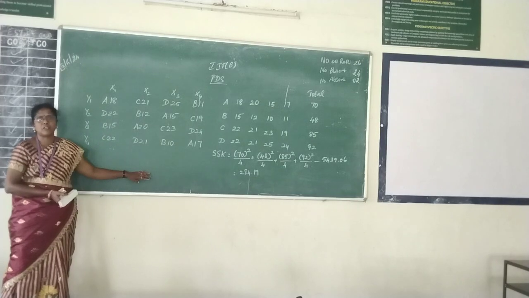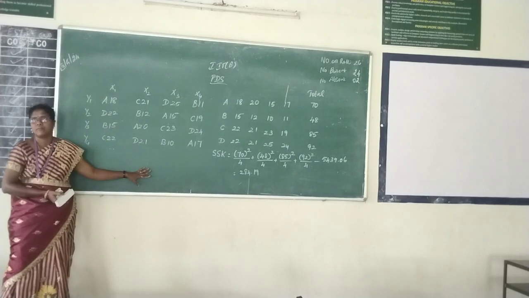Any difficulties there in this paper? Can you understand how to find SSK? Any doubts?